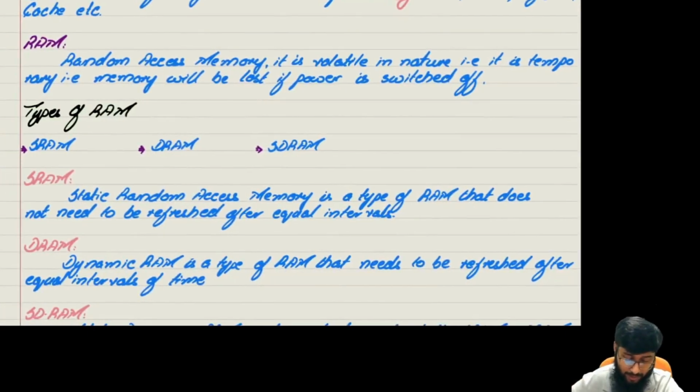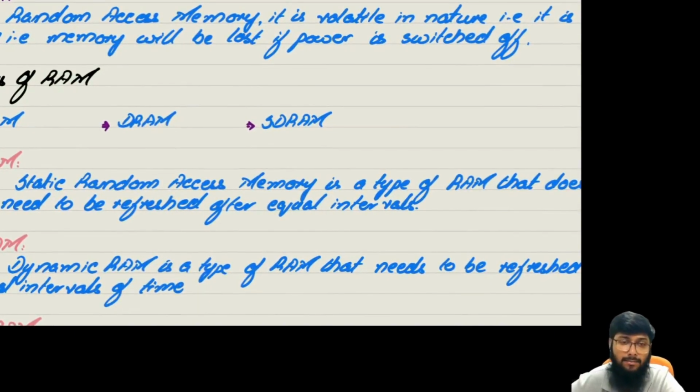Now, RAM stands for random access memory, and it's volatile in nature. What do you mean by volatile? Volatile means that it is temporary in nature. Whatever you store or whatever instructions are in the RAM, as soon as you shut down the power of the system, anything present within the RAM will vanish. That's the reason RAM holds the instructions that are currently being processed.